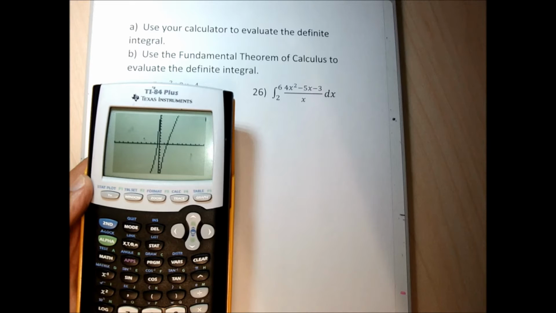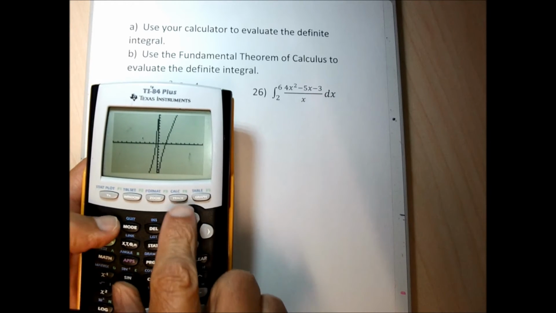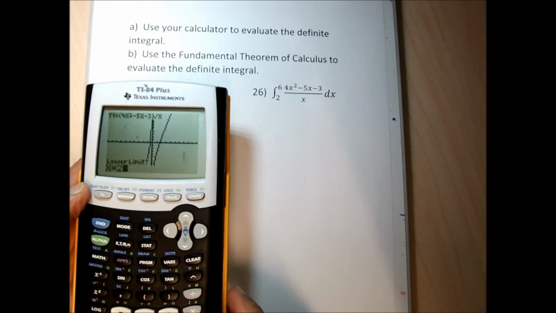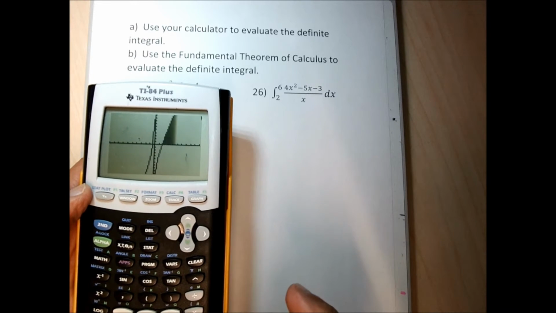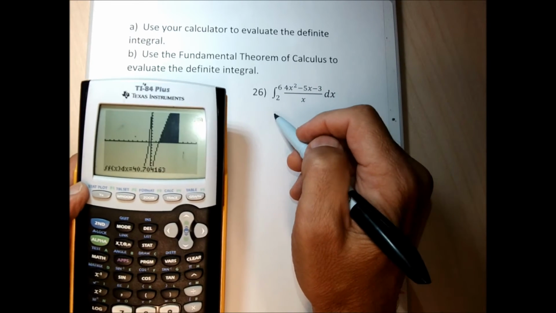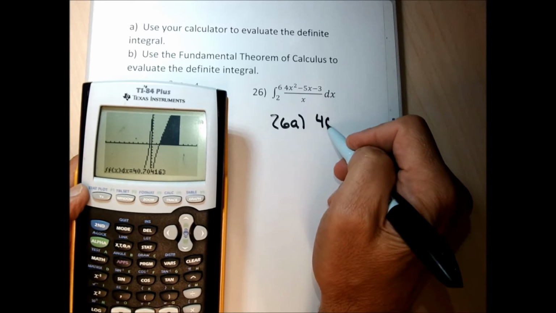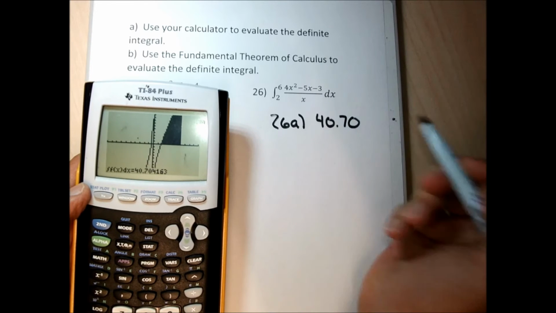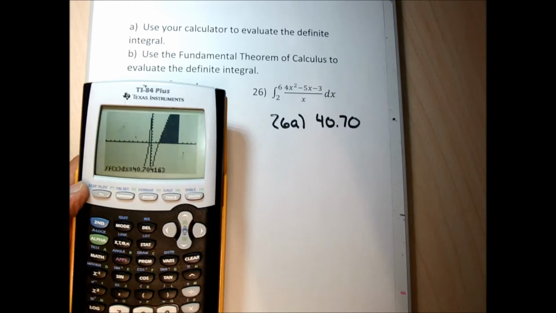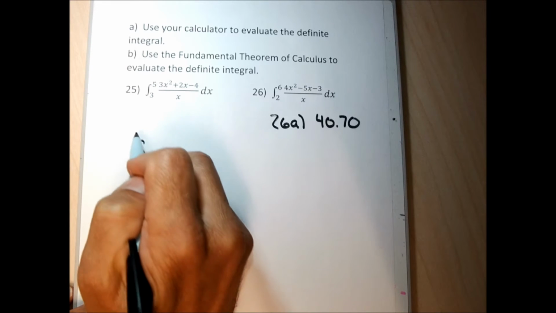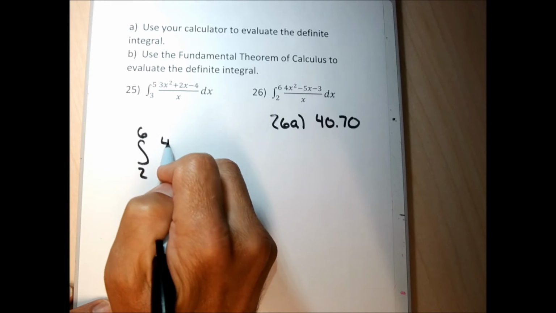Again, I don't need to see the graph. Second calc, 7, lower limit 2, upper limit 6. And I get for 26a something that I'll probably do better. I'll probably get a fraction version of this. So 40.70, that's rounded. To do the integral, I can't do U substitution.